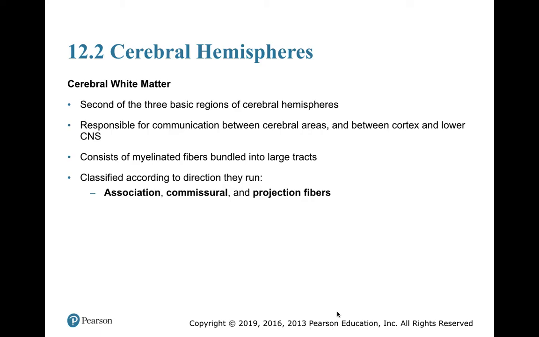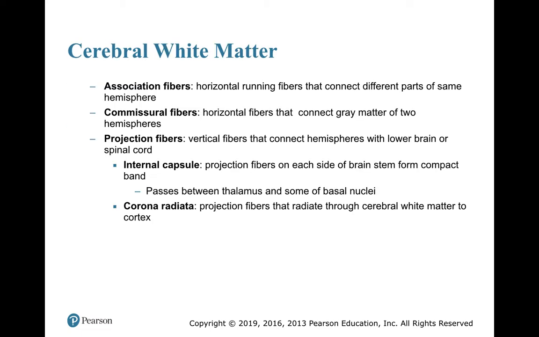They are bundled together in structures we call tracts in the central nervous system. And they are going to be classified according to the direction the information they carry runs in. So they could be association areas, commissural, or projection fibers. Association fibers are horizontal running fibers that connect different parts of the same hemisphere. Commissural fibers are horizontal fibers that connect gray matter of the two different hemispheres, between hemispheres. And projection fibers are vertical fibers that connect hemispheres with the lower brain or the spinal cord.